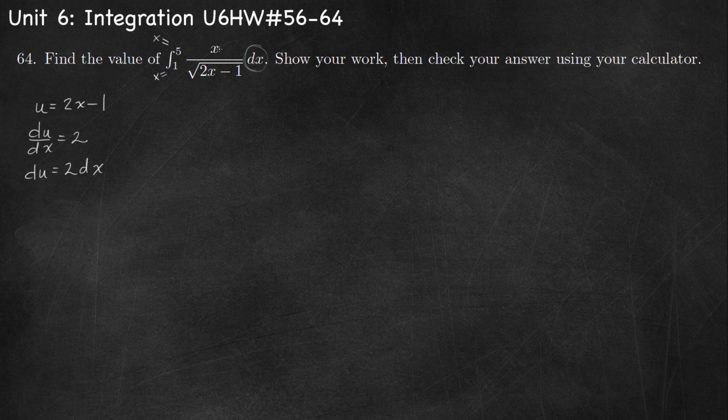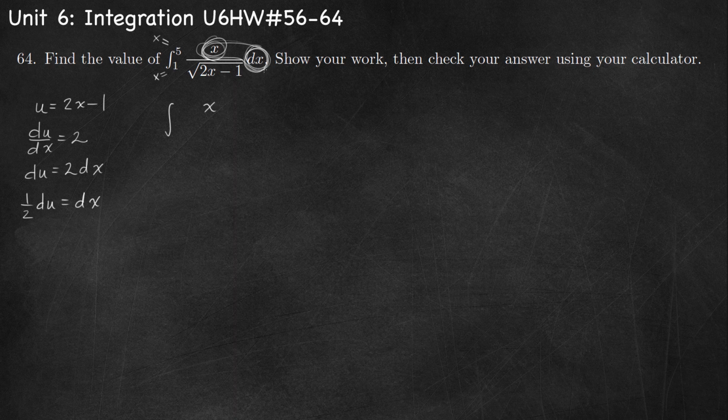Now I don't have a 2, I have an x dx. I can see the x dx right here. I don't have the 2, so if I divide both sides by 2, I get 1/2 du equals just dx. And I can use that when I make my substitutions. So for my substitutions, my x dx, well, I don't have the x actually. So I gotta leave the x there.